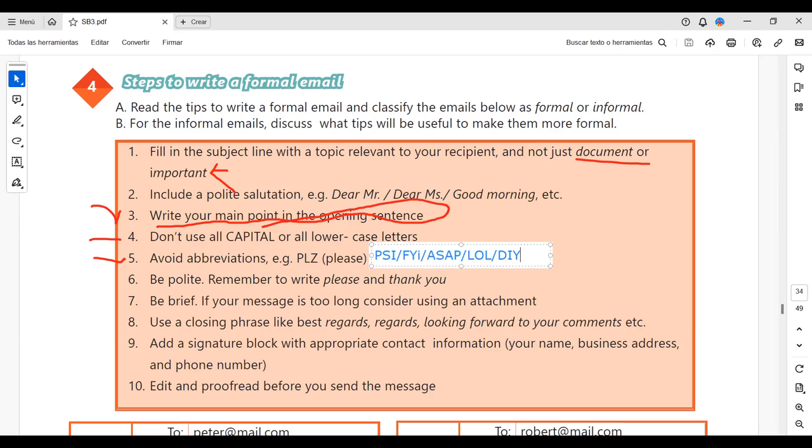Okay. And then, well, we have here being polite. Of course, we have to be all the time, writing or not writing an email. Being polite. Remember, right, please and thank you. Be brief, which both teams practiced, you were really brief. You go to the point directly.